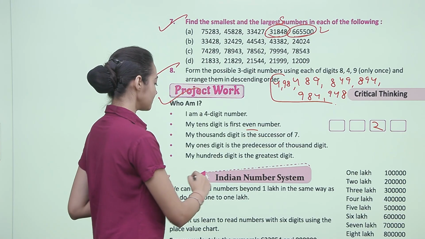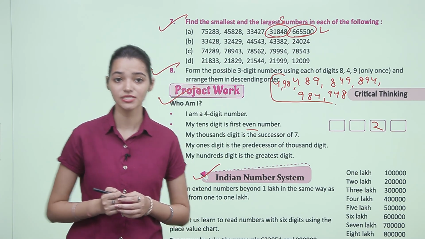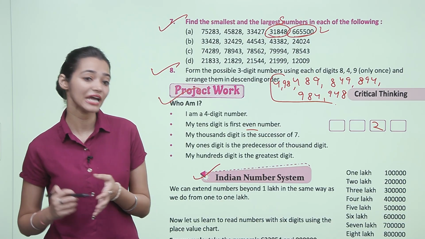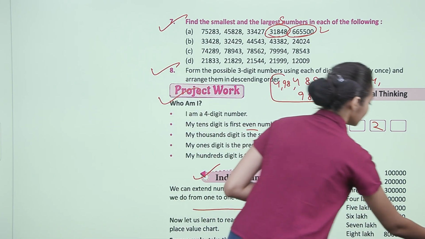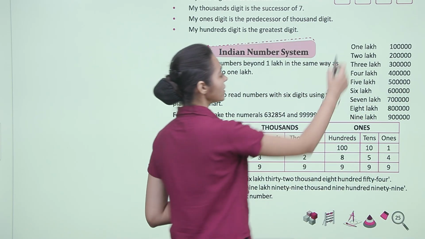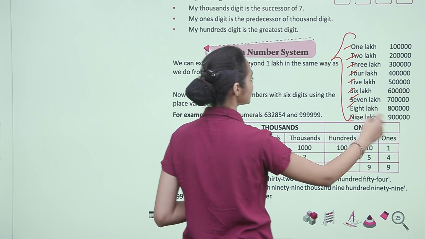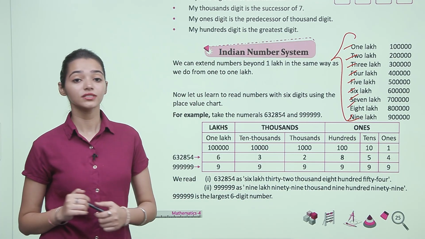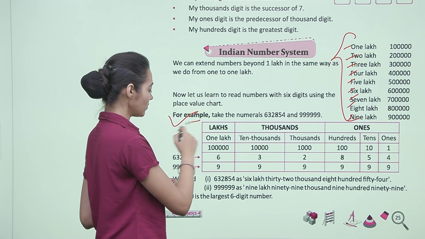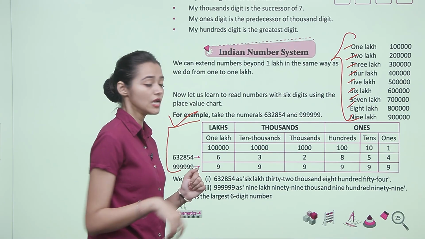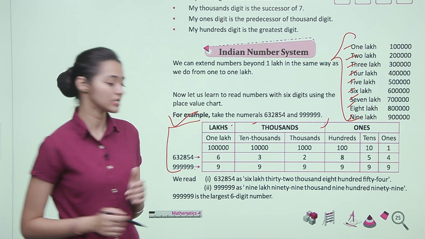Now the next one is, we will learn the Indian number system. What is the Indian number system? We can extend numbers beyond 1 lakh in the same way as we do from 1 to 1 lakh. Here are our numbers like 1 lakh, 2 lakh, 3, 4, 5, 6, 7, 8 and 9 lakh. So we have learned the 6-digit numbers using the place value chart. Now we take the numerals and place them into the place value chart in ones period, thousand period and lakh period.